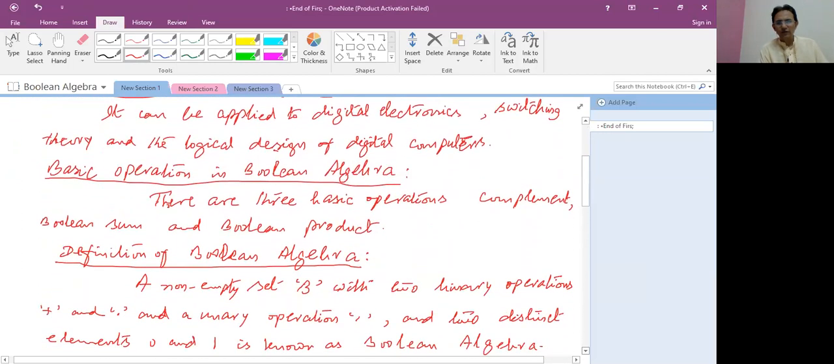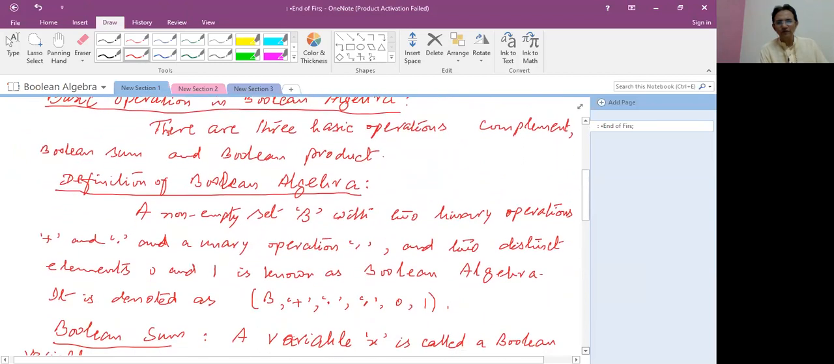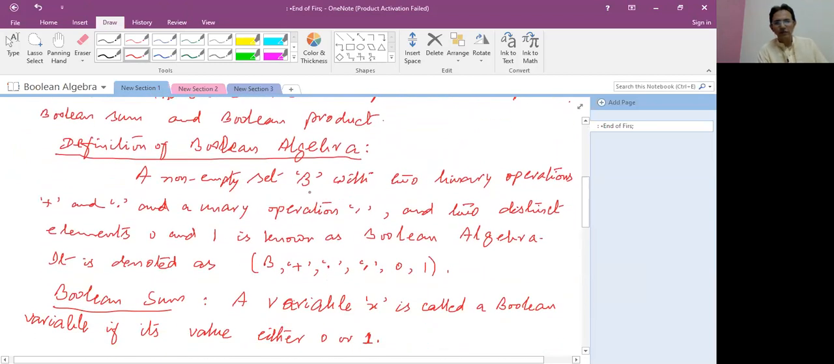Now, what is the definition of Boolean algebra? A non-empty set represented by capital B, with two binary operations, addition and multiplication, and a unary operation, complement, where prime represents complement, and two distinct elements 0 and 1, is known as a Boolean algebra. Mathematically, B is a non-empty set with addition, multiplication, complement, and 0 and 1 as the distinct elements. So this set is known as a Boolean algebra set.